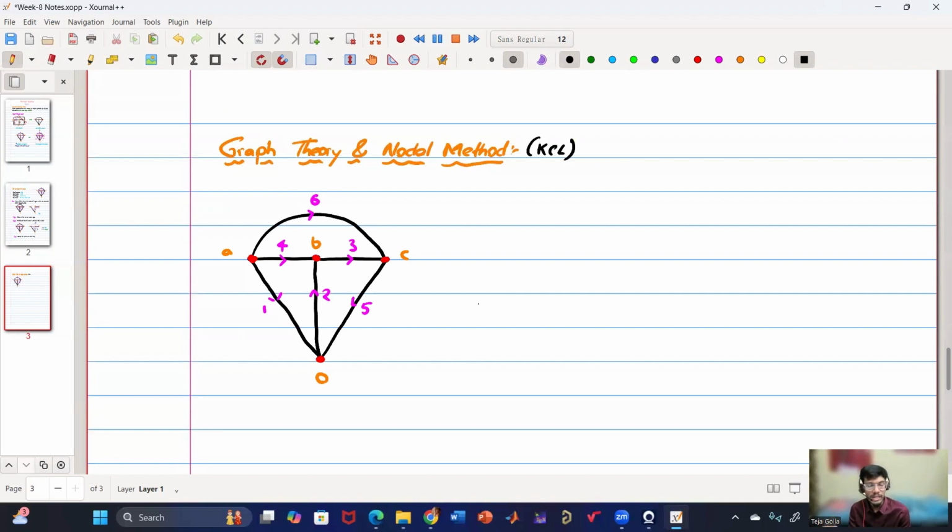KCL needs to be applied at n minus 1 nodes. You need not apply KCL at every node, because if you apply it at three nodes, you need not apply it at the fourth. Say this is ground, and this is VA, VB, VC. Basically, in this circuit there are only three unknowns, so you need three equations, and the fourth equation is not needed. You can apply KCL at any three nodes, because the fourth equation will be dependent on the other three. Is that clear?